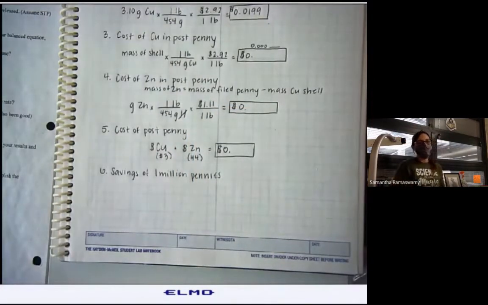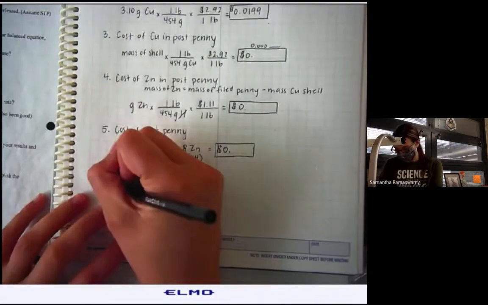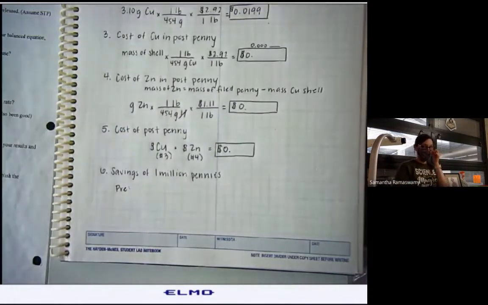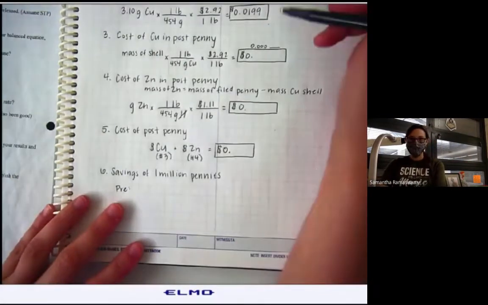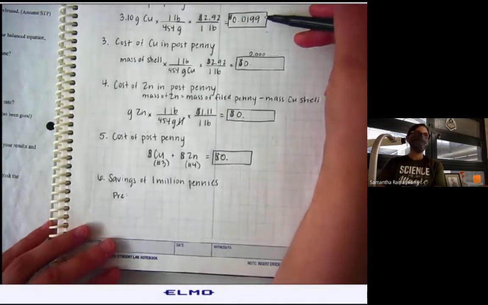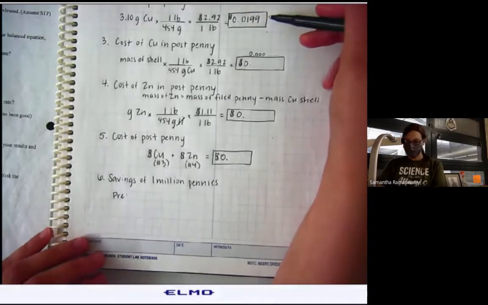So essentially this question, we're looking at how much money the US government saved by switching from pure copper pennies to copper-plated zinc pennies. So let's start by looking at the cost to make 1 million pre-1982 pennies. We will all have this same pre-calculation. It cost us, and by us I mean the United States, $0.0199 to make a penny.